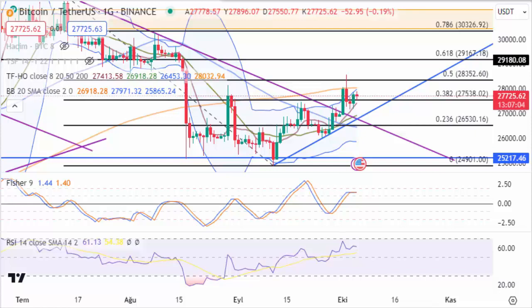Now, before we move on to our own analysis, let's continue with moving averages and indicators. Firstly, looking at the moving averages, the price is trading above the 8, 20, and 50-day moving averages, which is a positive sign. Furthermore, the fact that they are trading just below the 200-day moving average suggests that a breakthrough might be on the horizon.